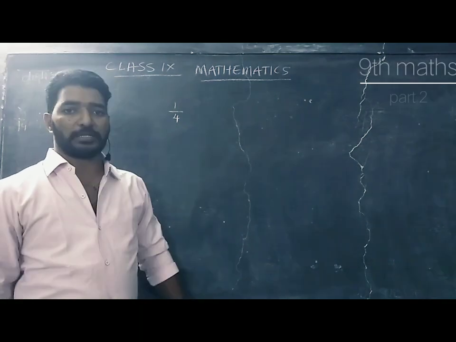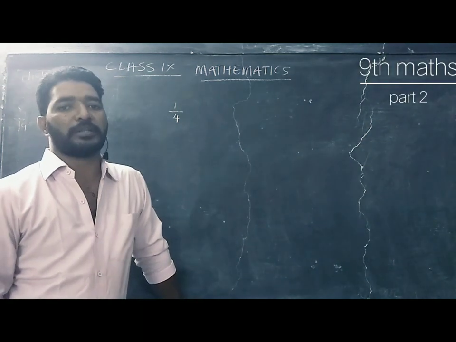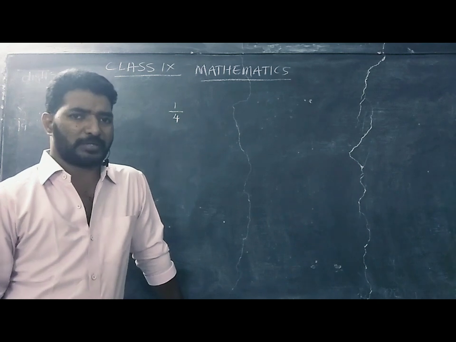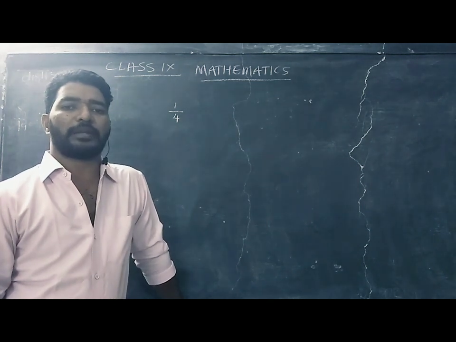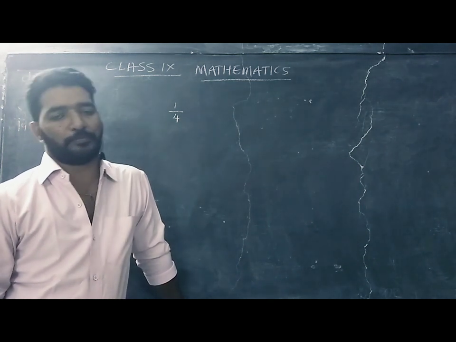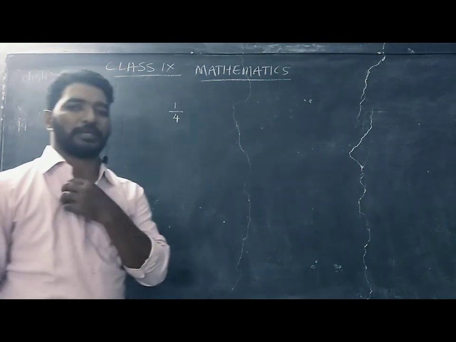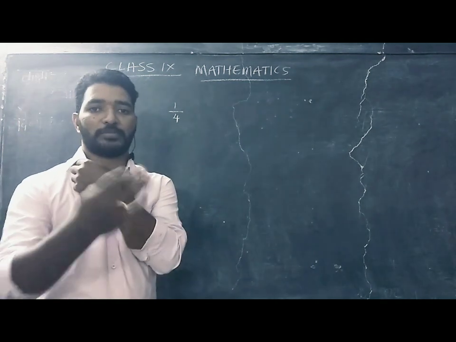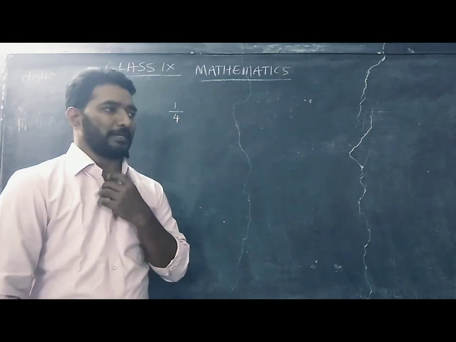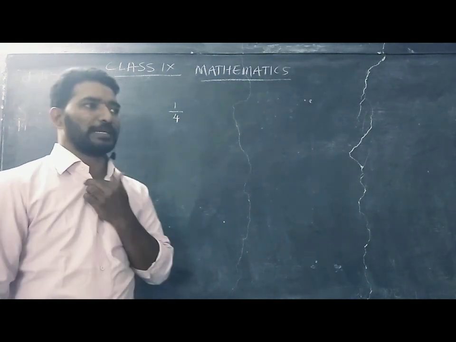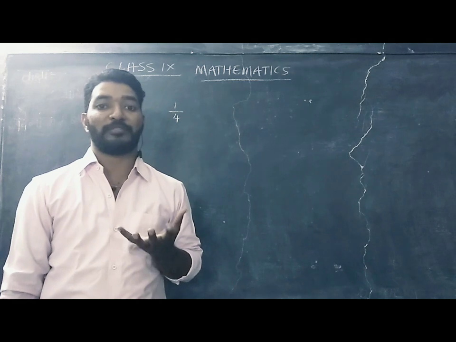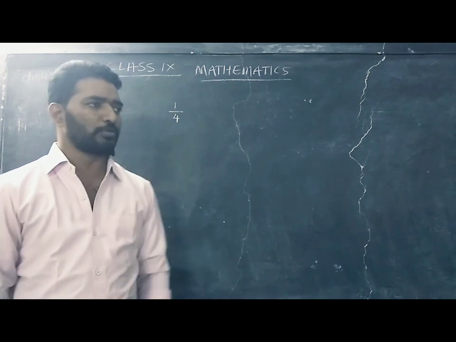Till now we completed rational numbers and how to write rational numbers on the number line. What is a rational number? The numbers which are written in the form of p by q are called rational numbers. Now we are going to learn that rational numbers can also be written in decimal form. How is it possible to write?